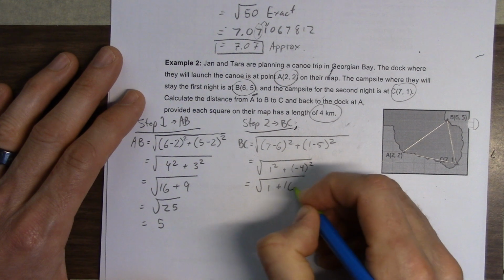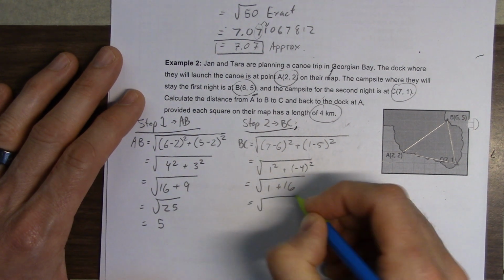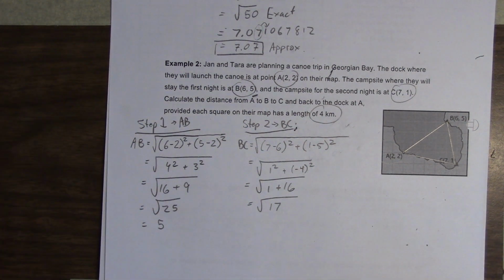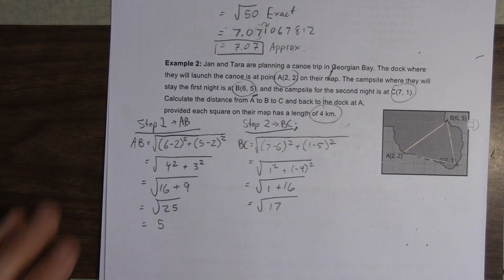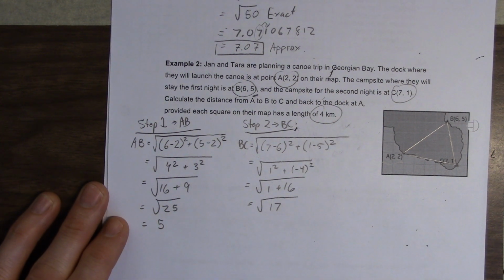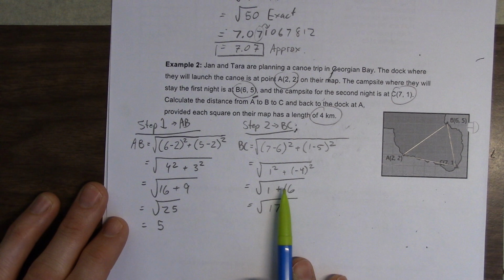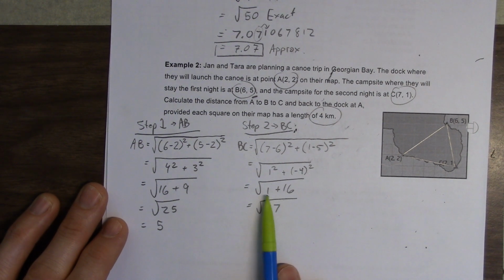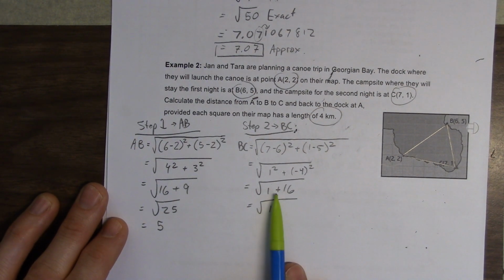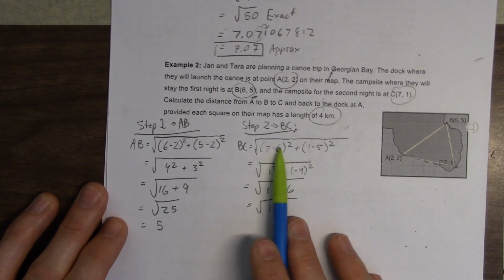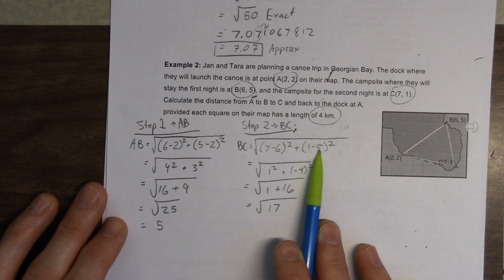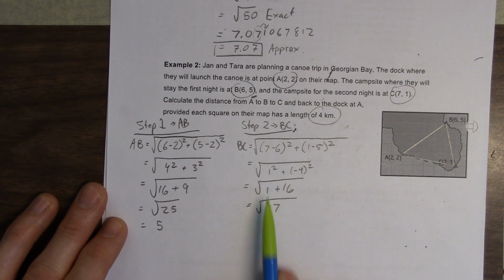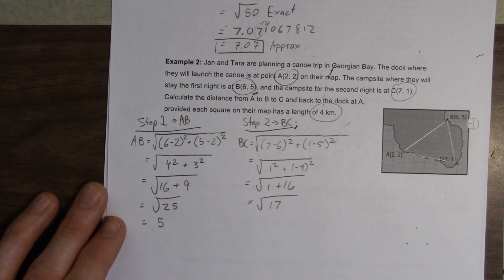1 plus 16, square root of 17. Not as nice as our juicy 5, but I think we're still good. Nice thing about this, if you ever get a negative in the square root, you know you did something wrong, right? Because this has to be a positive number, this has to be a positive number, because it's squared. So before you square root, if there's something negative here, you know you've done something wrong. Okay?